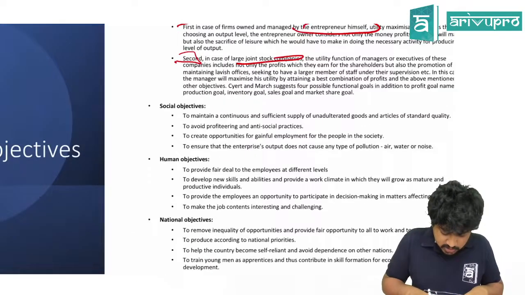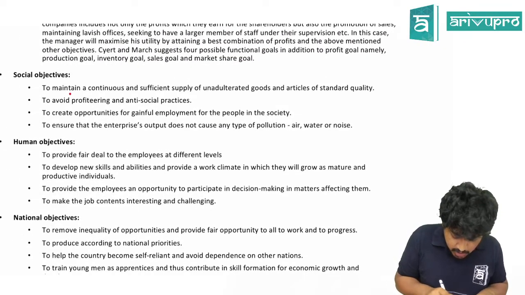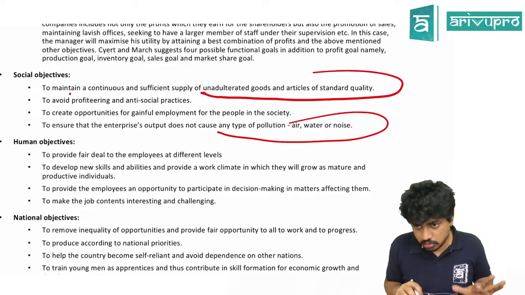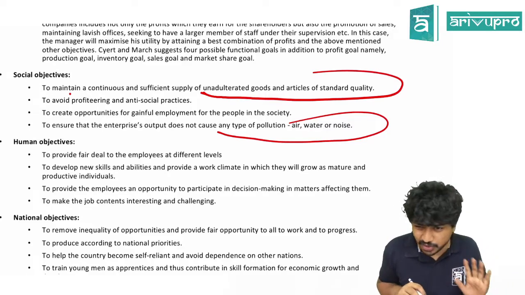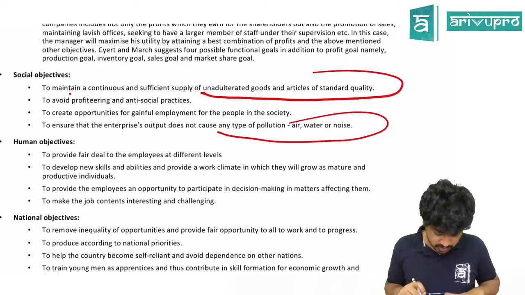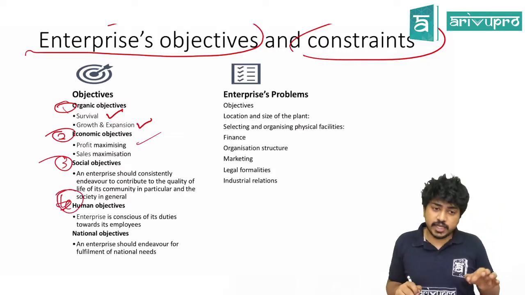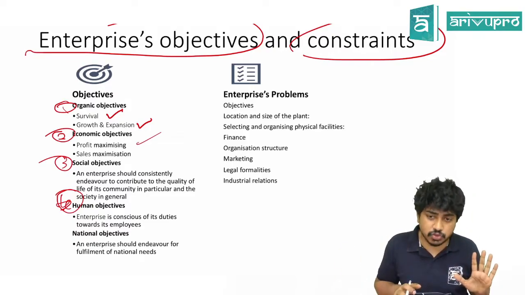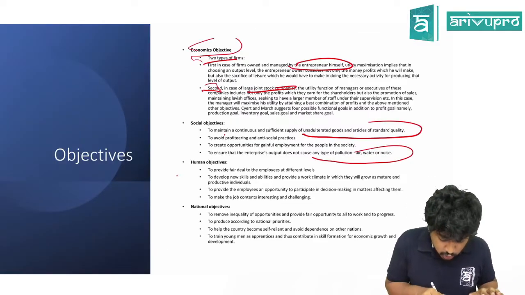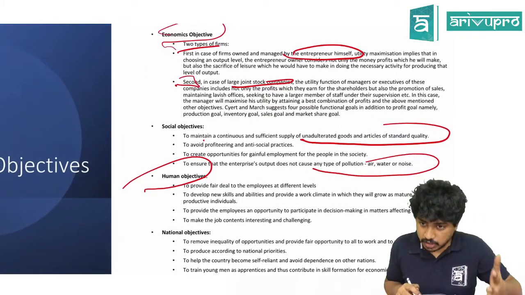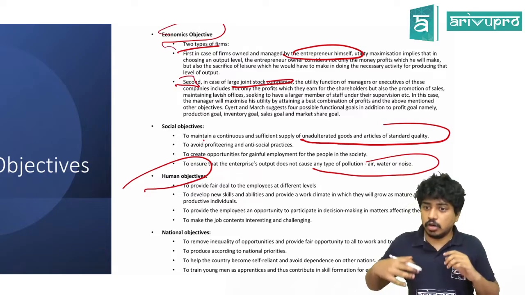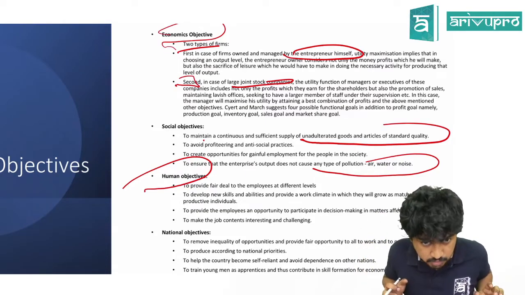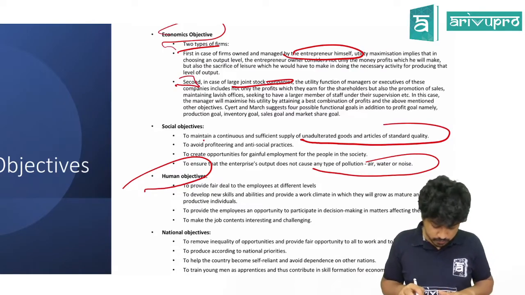So these are the objectives. For example, to give good quality products. That is one. Do not cause pollution. All these things are social objectives. You can read through it. There are different points given to you. These are all called social objectives. Fourth objective, human objective. You should take care of your human resource. Taking care of employees is the human objective. That is, to give a proper growth environment, to give proper salary, not to treat an employee as a slave, and to give more enriching work. All those things are part of human objectives.